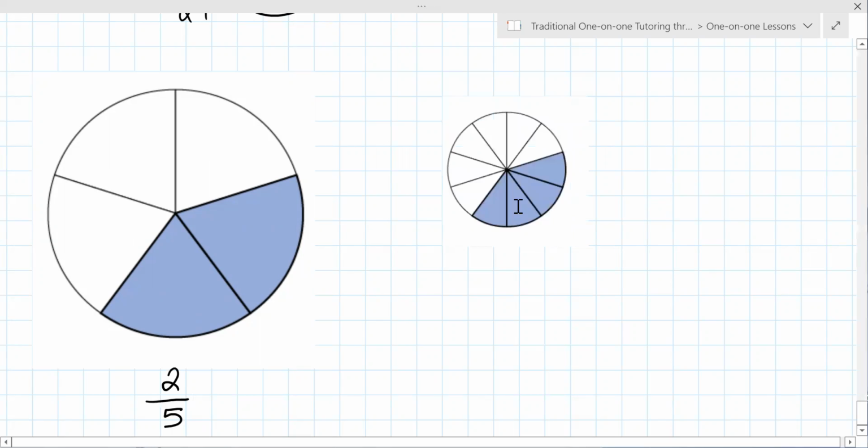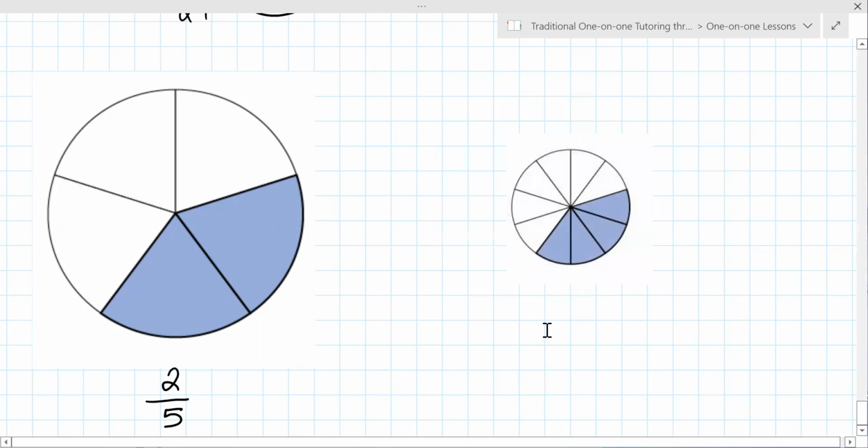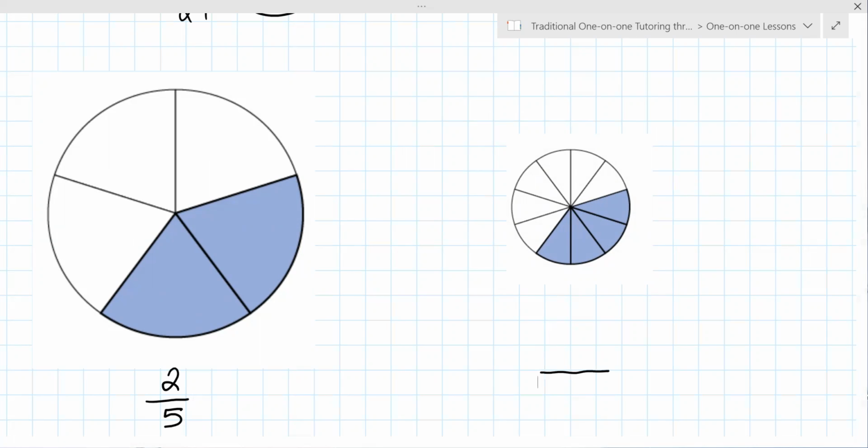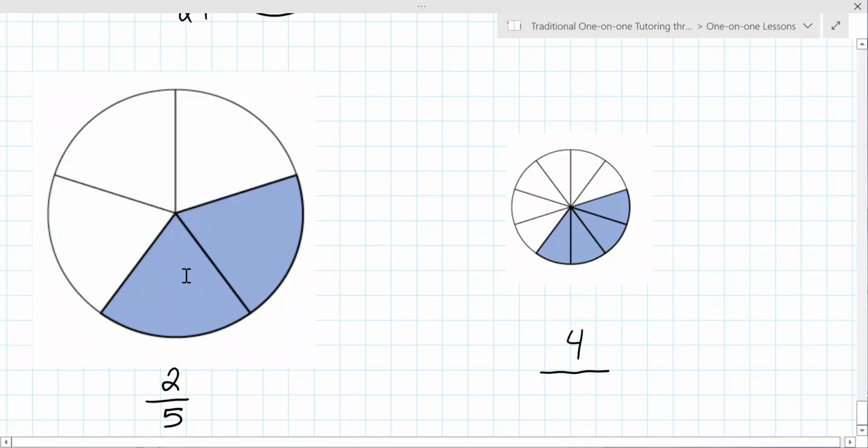All right, now let me grab this other one on the right here. Let's do the same thing. Tell me how many shaded over total, please. 4 over 6. So 5 on the left here, 5 is the total number of slices. How many slices do you have here? 10. Good. Okay. Now, do you remember how to reduce a fraction?